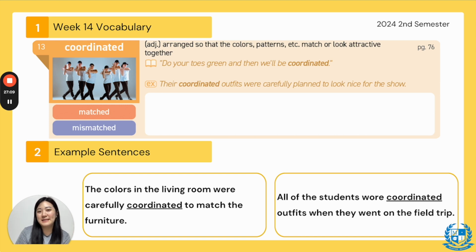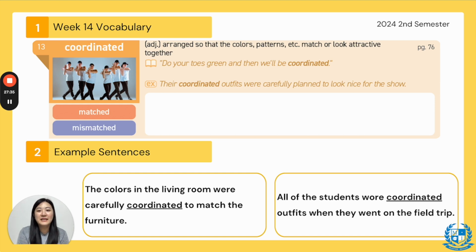Let's read the example together. 1, 2, 3. Their coordinated outfits were carefully planned to look nice for the show. So here, as you can see in the top, they do have a coordinated outfit. Everyone's wearing a black hat, a white shirt, black pants. It is coordinated. It's arranged. It's matched so that the colors match together.